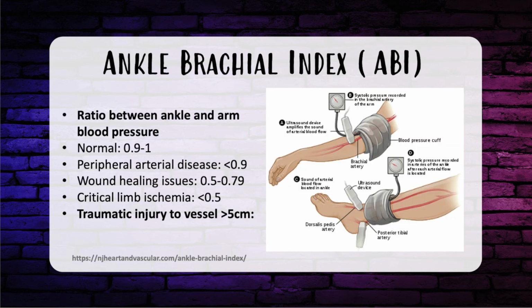ABI stands for ankle brachial index. This is the ratio between the ankle and the arm blood pressure. A normal ABI is between 0.9 and 1. Less than 0.9 defines peripheral arterial disease. 0.5 to 0.79 yields wound healing issues for the patient. And less than 0.5 defines critical limb ischemia.